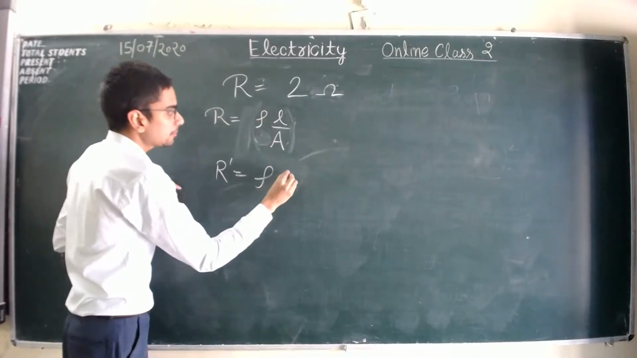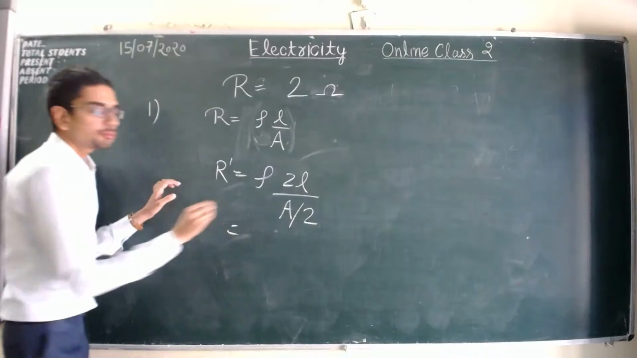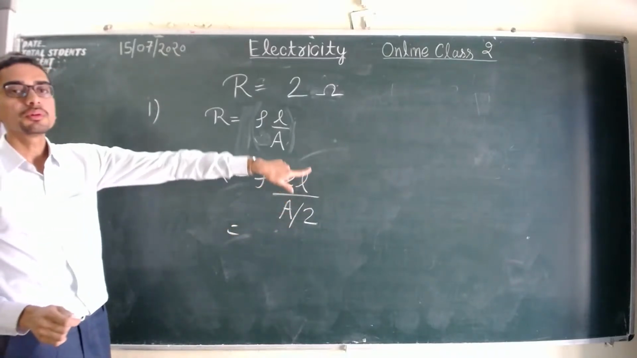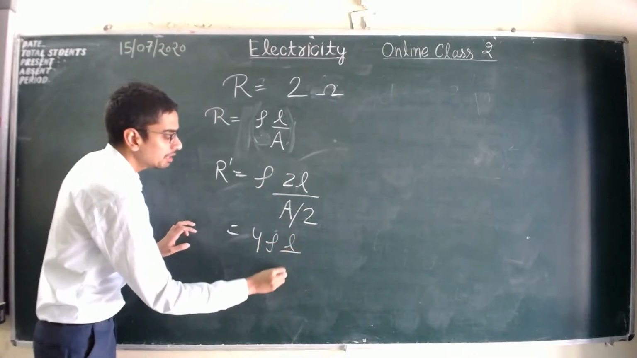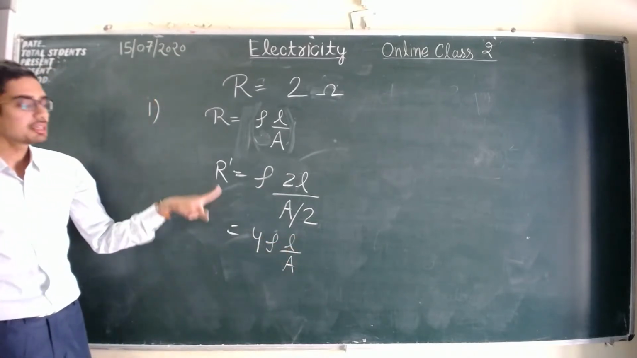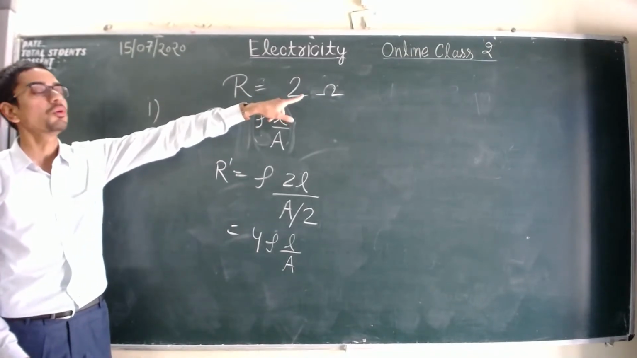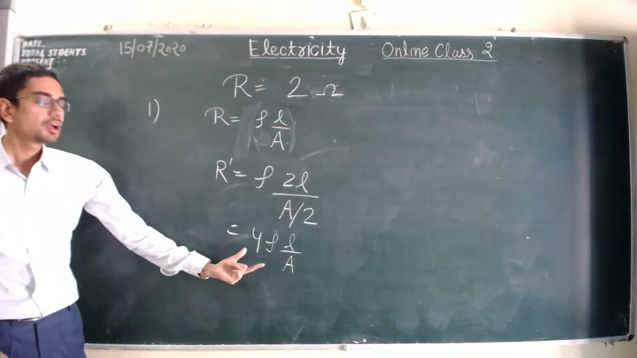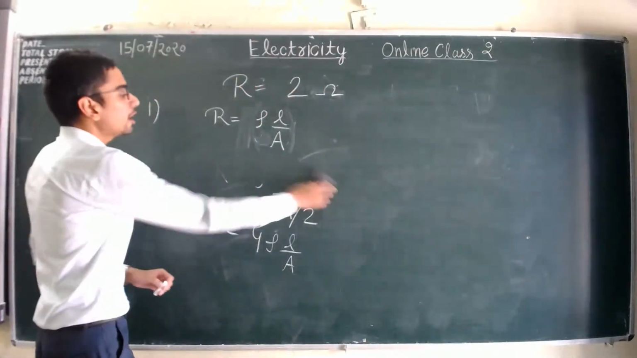If we double the length and halve the area, the final formula will be 4 rho L by A, since 2 goes in the numerator. In that case, new resistance will be 4 times R, which is 2 ohm. So new resistance will be 8 ohm. Okay. So how do you have to write this?